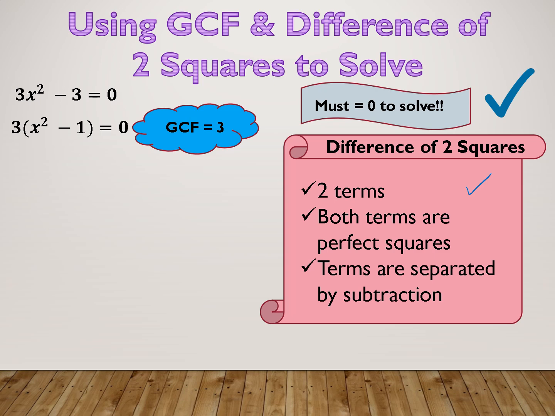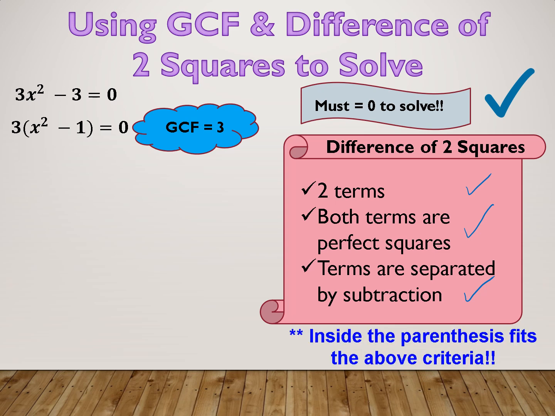Now, where that gets a little tricky is if it has a coefficient other than 1 in front of it. So if you had something like 9x squared, you'd want to make sure that the 9 and the x squared are both perfect squares. But that's the only catch. So x squared, yeah, because that's x times x. 1 is 1 times 1. Okay, check. Both terms are separated by subtraction. Okay, there's a big subtraction sign. Check. Now, since the inside fits the above criteria, we can factor.